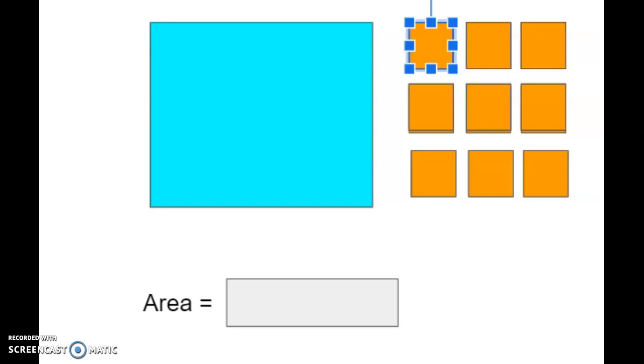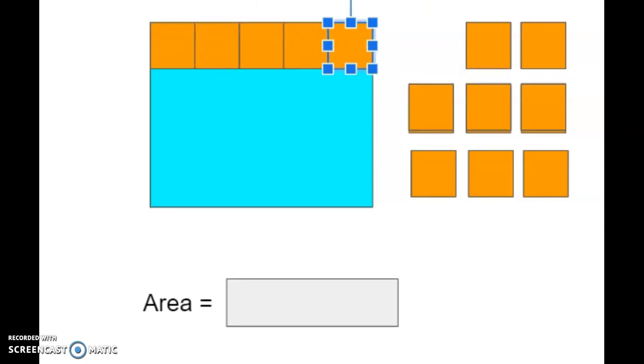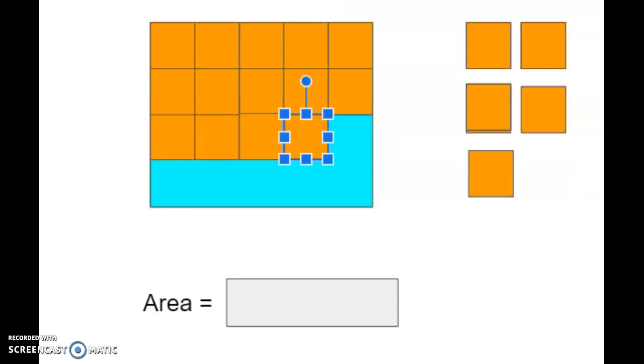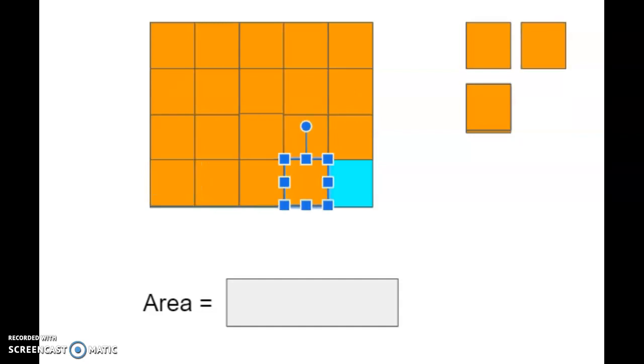Just like we saw in the previous slide, we can find the area by using these squares as well. We simply begin by dragging the orange squares to overlap the blue rectangle, one at a time. Once we have them on our rectangle, evenly spaced, then we begin counting them.